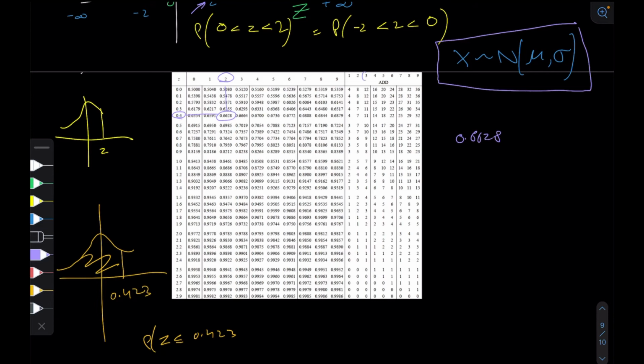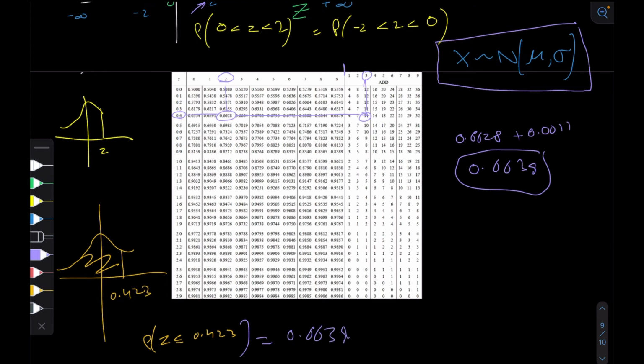Now I am left with this 3. I will look at this column. For the third decimal place, I am looking at this add column, and I am looking at where it intersects this. It intersects this at 11, so I will add 0.0011 to this, which gives me 0.6639, and this is my answer. So the probability of z being less than or equal to 0.423 is 0.6639.